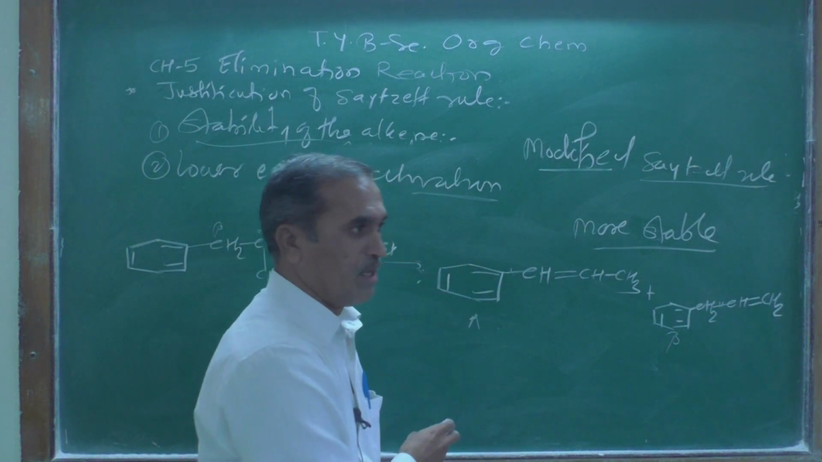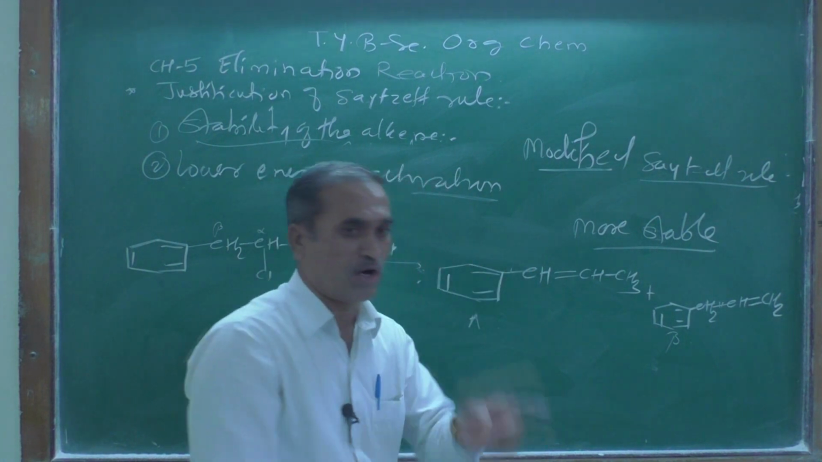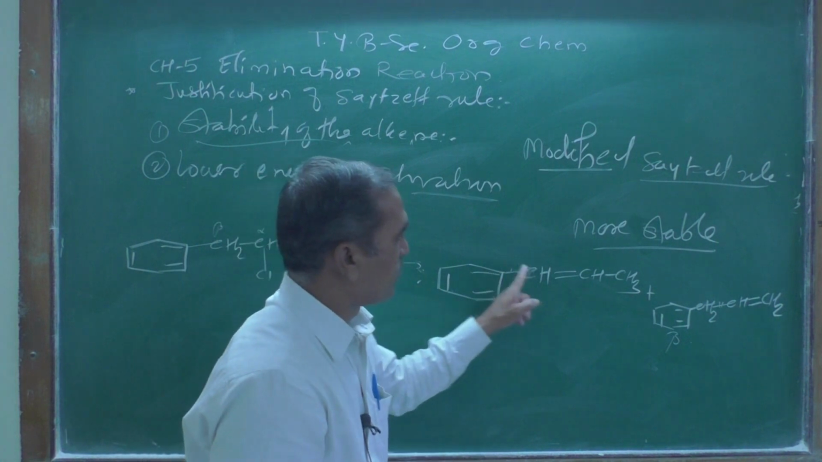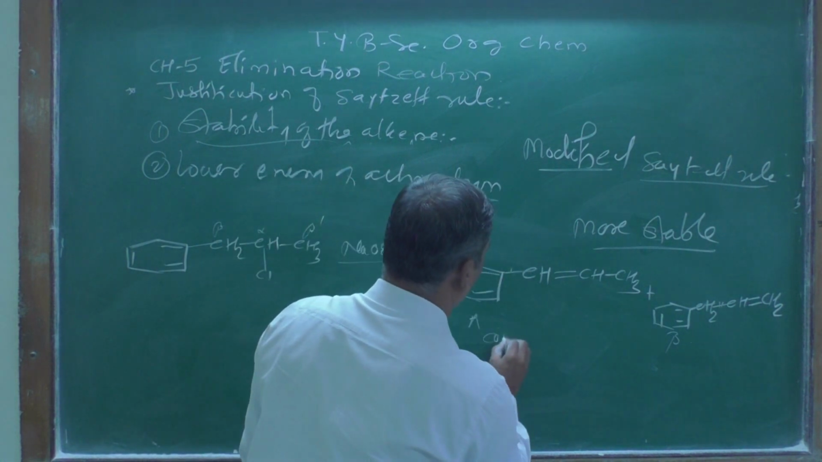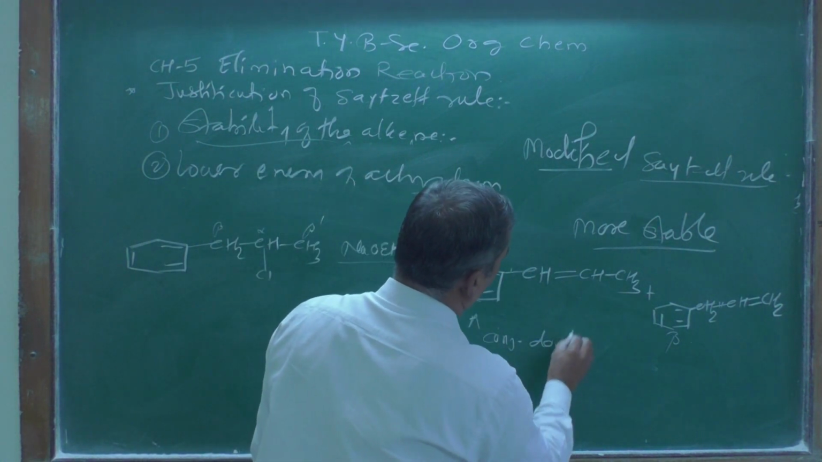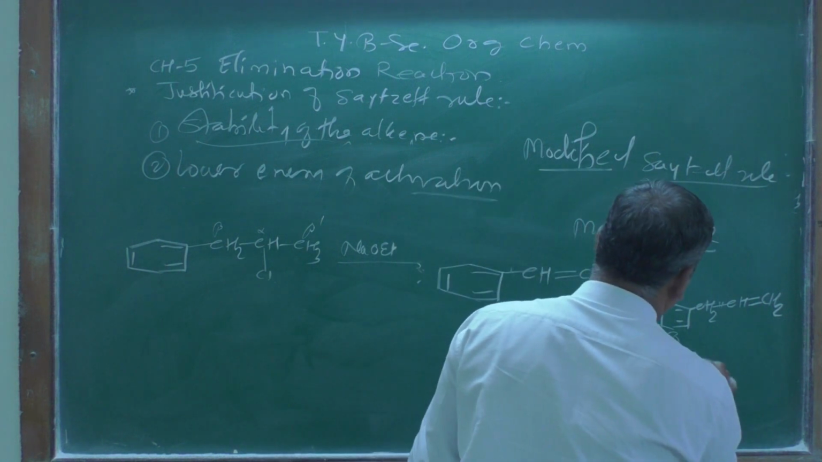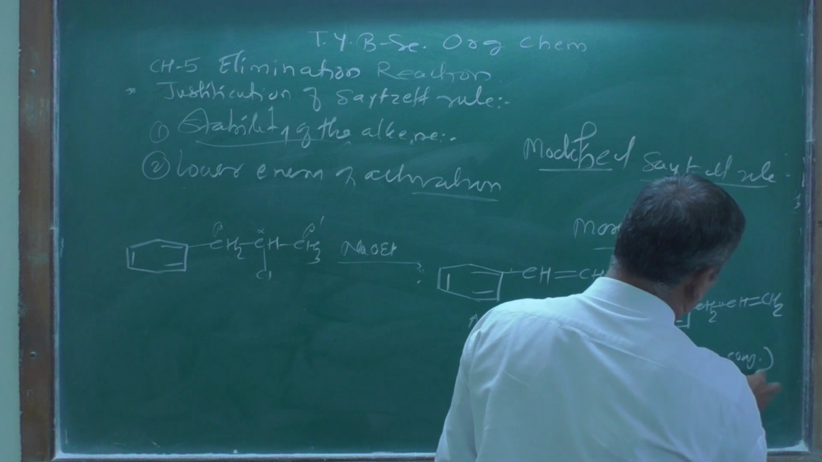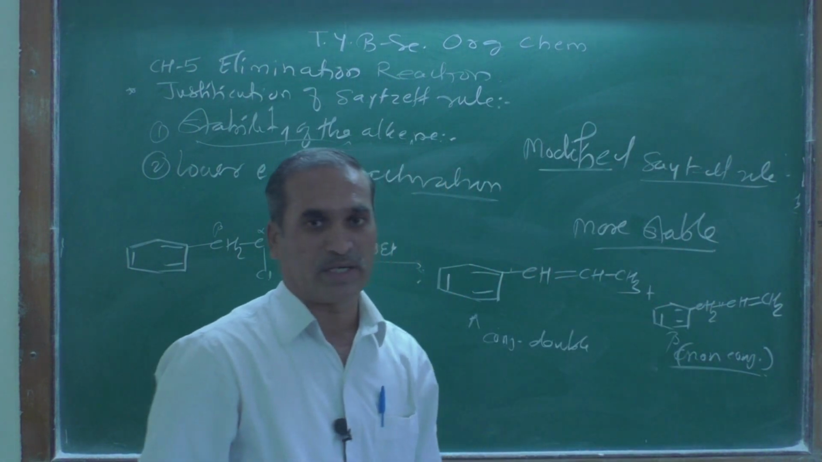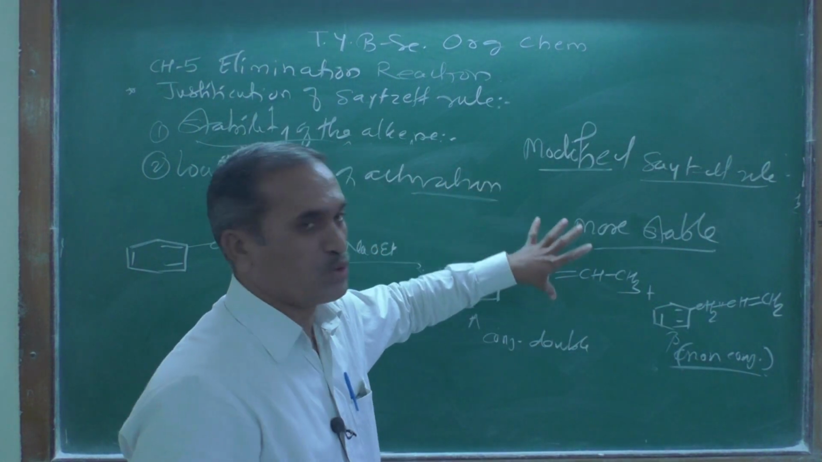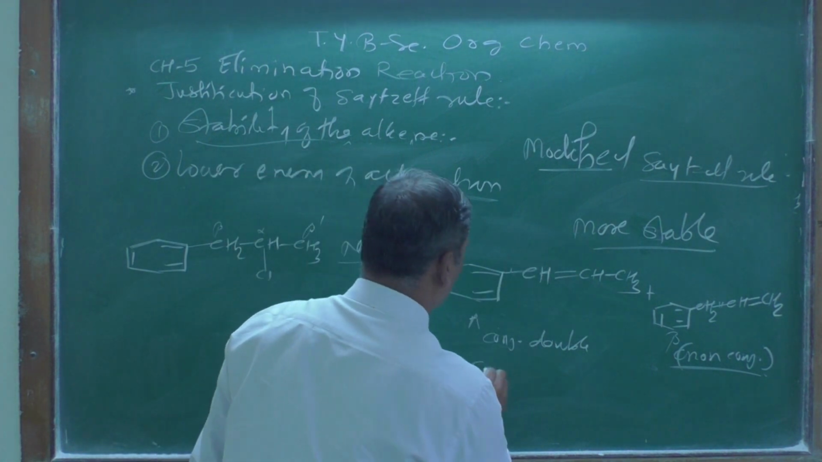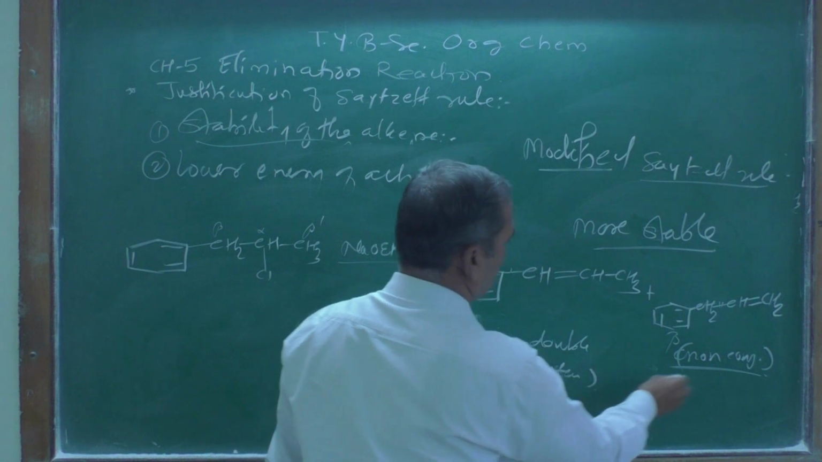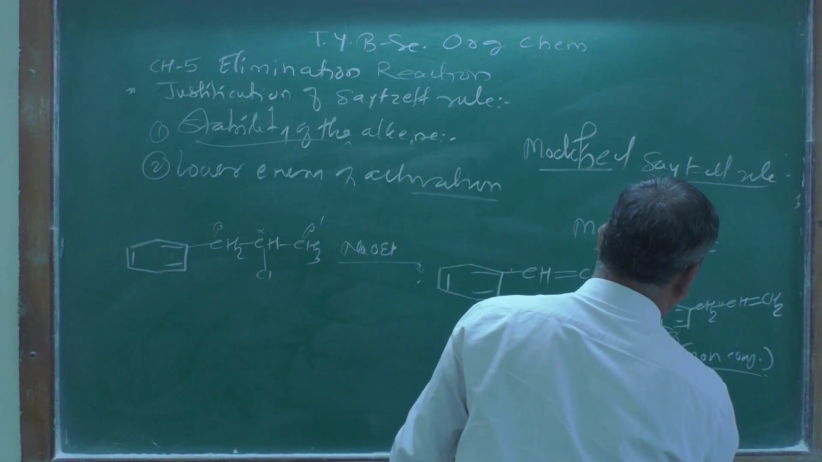more stable. It means the double bond is conjugated with the benzene ring. This is a conjugated double bond, and this is a non-conjugated double bond. Non-conjugated means that it is an isolated system. This is called a conjugated system, and this we can call an isolated system.